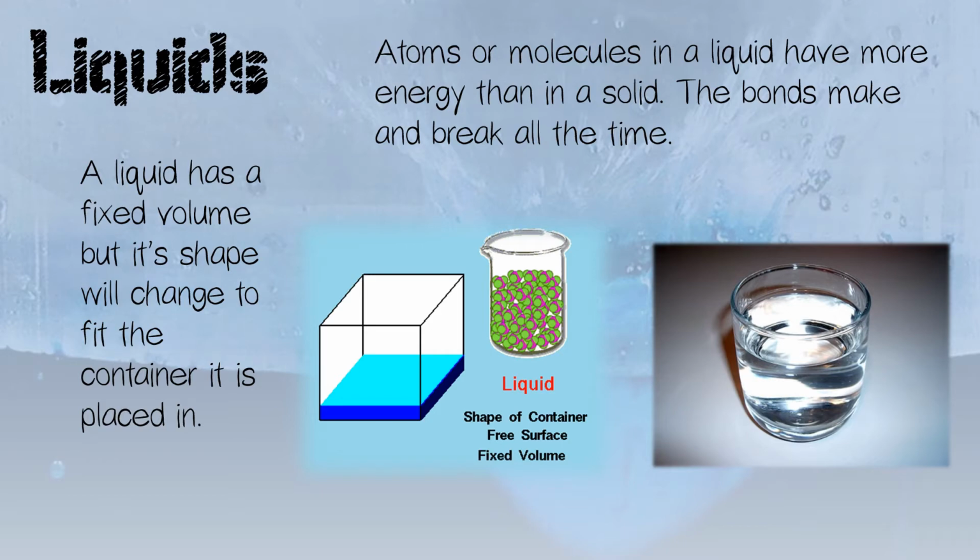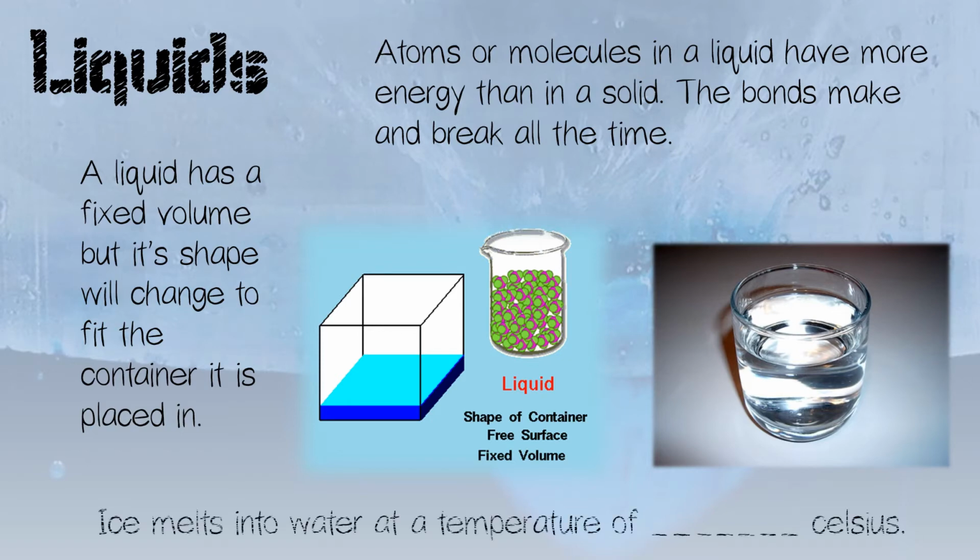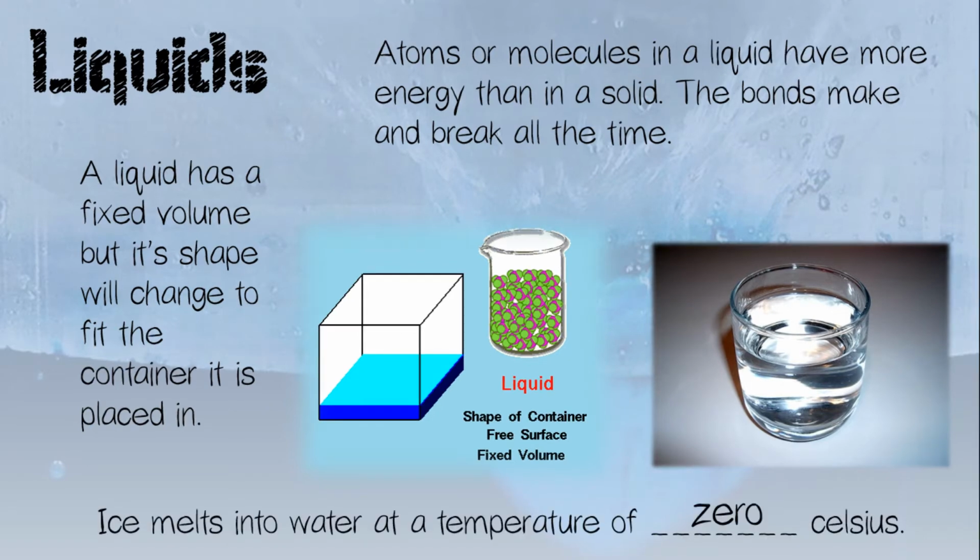And we can also see those molecules moving around each other. They are not held in the same strict shape that a solid is. Ice is the solid form of water, and ice melts into liquid water at a temperature of 0 Celsius. You might often think of it as water freezing into solid ice at 0 Celsius, but the same is also true in reverse.